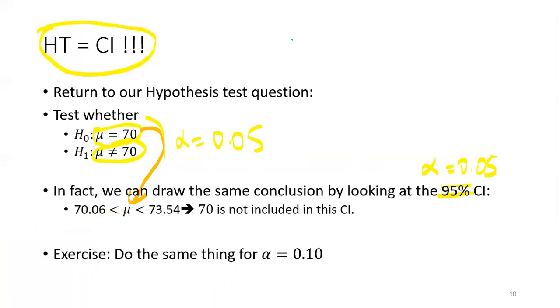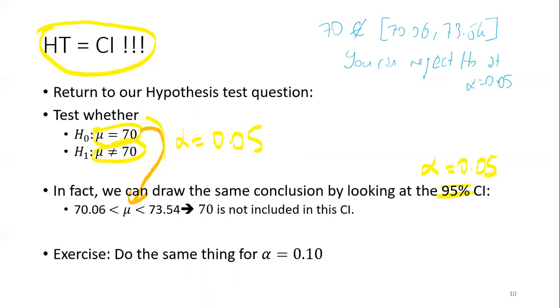70 is not in the interval 70.06 to 73.54. Hence, you can reject H0 at alpha equal to 0.05. If you construct this confidence interval with this alpha, then with the same alpha you can reject the hypothesis of being equal to 70, since it is not in the confidence interval.